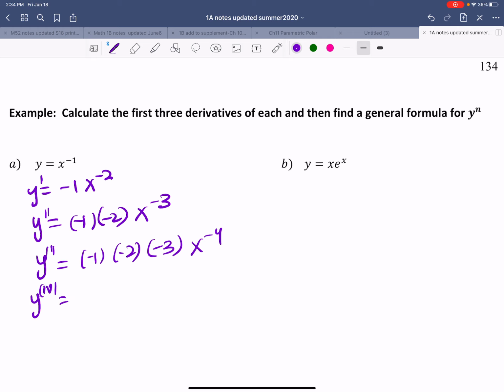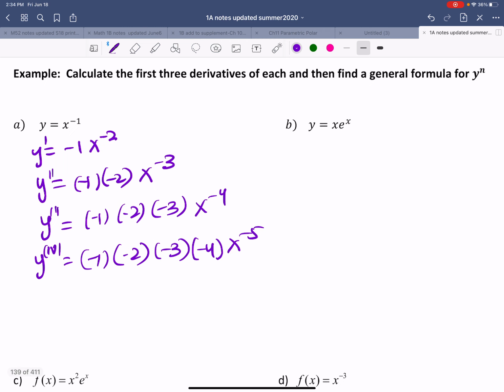And now I'm going to find the fourth derivative. You don't have to find too many. Usually, once you see 5 derivatives, you start seeing the pattern. In some cases, it's really difficult. It's time consuming to figure out the nth derivative. This one is fairly simple.